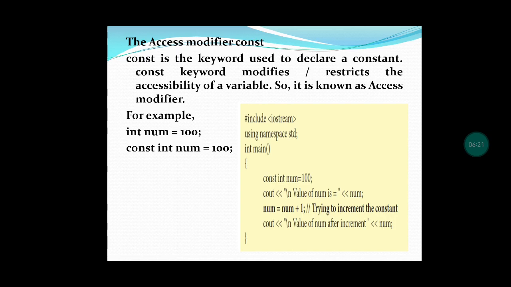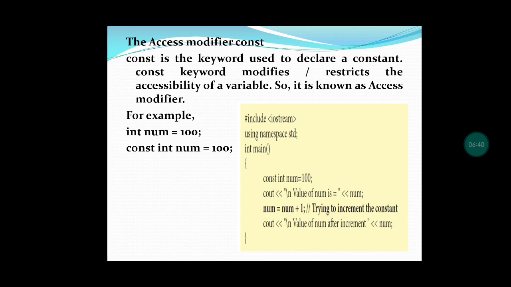Look at this program. First we have declared the variable num normally, that is int num equal 100. After that we have given the const before the integer: const int num equal 100. So the num value 100 will not be changed because it is given as an access modifier constant.